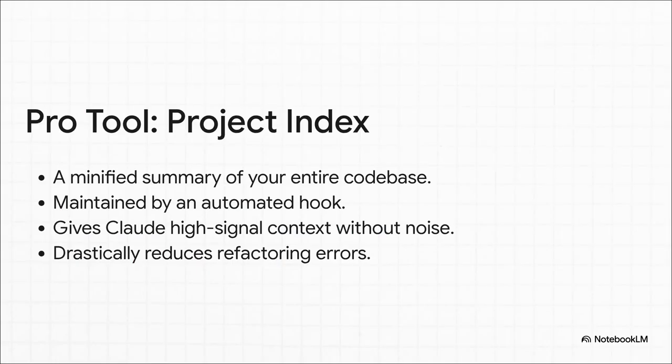A perfect example of a hook in action is the project index. This is a real pro-level technique. You have a hook that automatically maintains a tiny, minified summary of your entire project. It's like a table of contents for your code. So when Claude needs to refactor something, it can just glance at this index to understand the whole project structure without having to read every single file. This drastically, and I mean drastically, reduces errors.